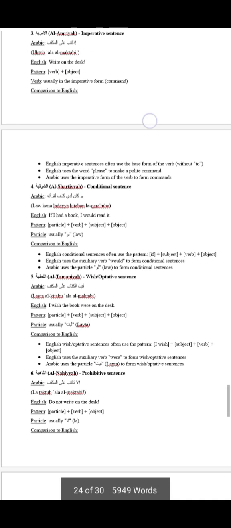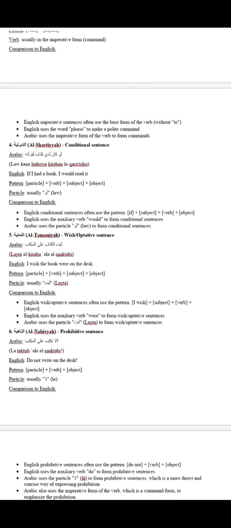If we compare it with English, imperative sentences often use the base form of the verb without to. English uses the word please to make a polite command, but in Arabic, it uses the imperative form of the verb to form a command.